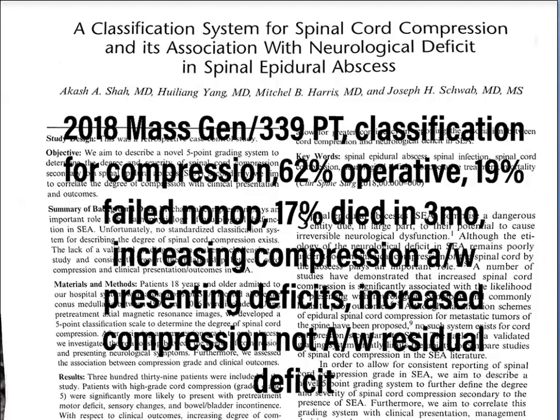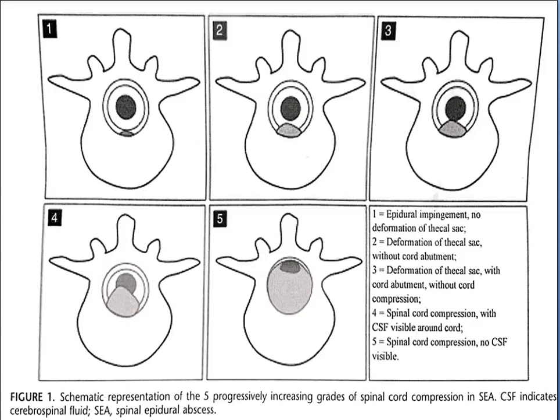Mass General had, I think, 339 patients, and they classified how much the spinal cord was compressed. 1, 2, 3, 4, 5. 1 being just epidural space, 2 being it's compressing the CSF, 3 right up against the spinal cord, 4 the spinal cord's deformed, and 5 no CSF.